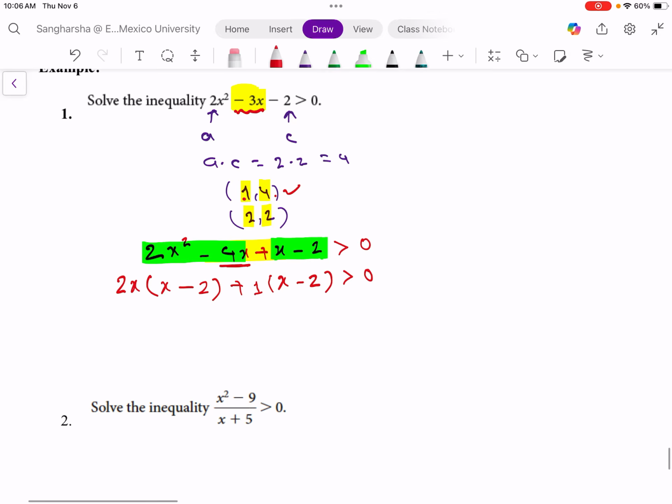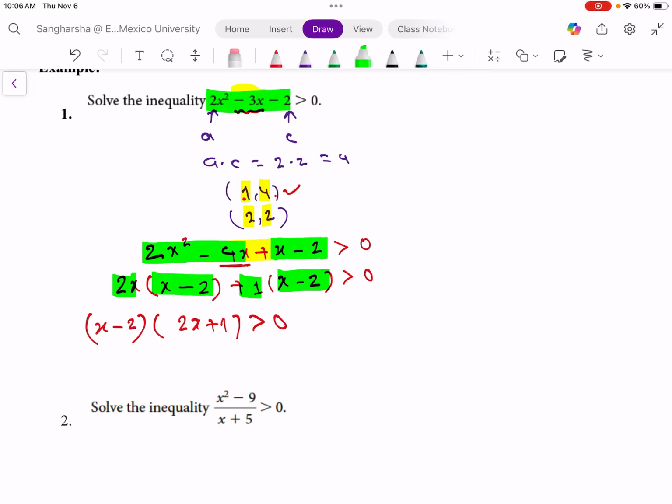Now here we have the x minus 2 factor and the x minus 2 factor. This is common, so let's factor out x minus 2. Let's take this out. Now we have the remaining 2x plus 1, and it will be the next factor: 2x plus 1 greater than 0. So in the second step, we factorized this non-zero side. We have these 2 factors. Next we find the 0 for each factor.